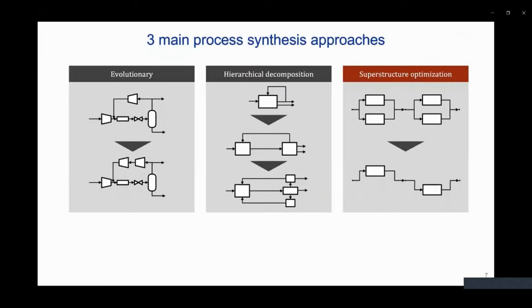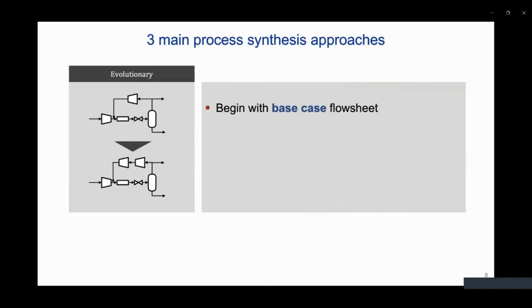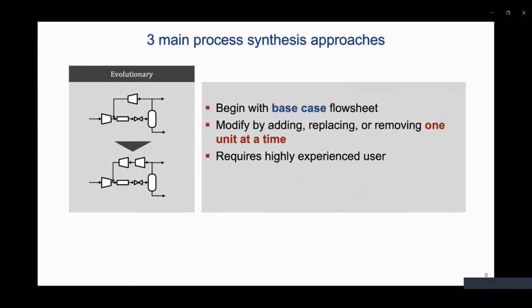Now, there are three major approaches in process synthesis. We have the evolutionary approach on the left, in the middle hierarchical decomposition, and on the right superstructure optimization, which is what we're going to be discussing today. But just to review very briefly, in the evolutionary approach you typically start with a base case of the flow sheet, then you modify it by adding or replacing one unit at a time.